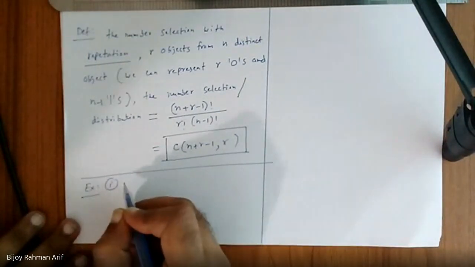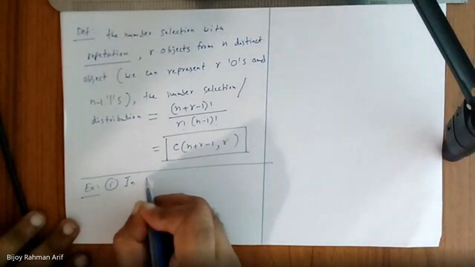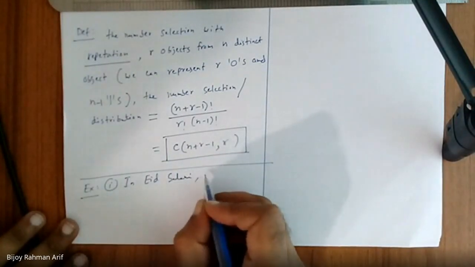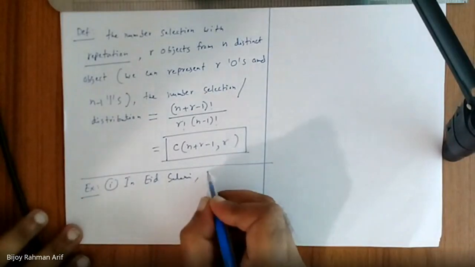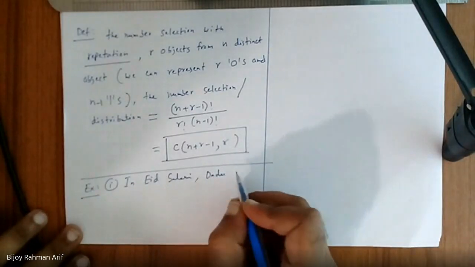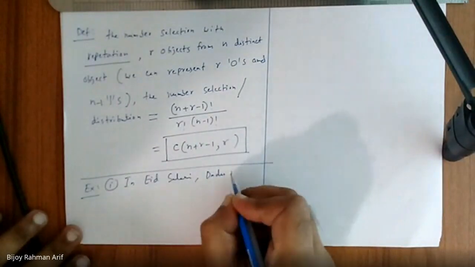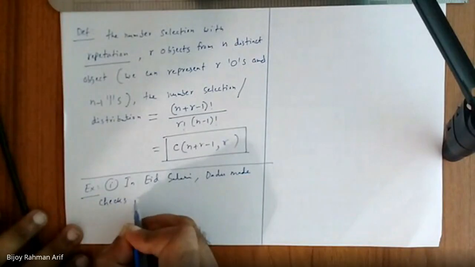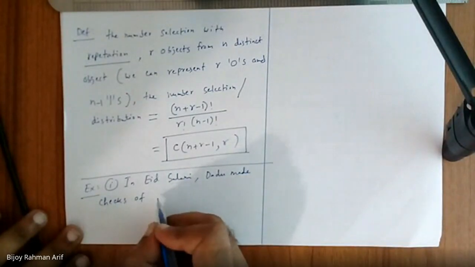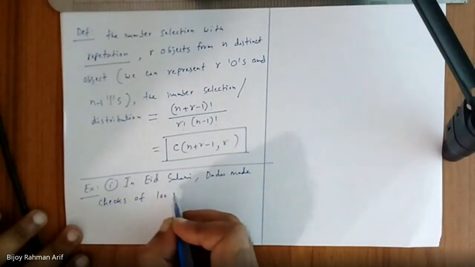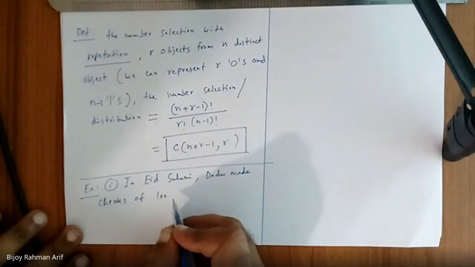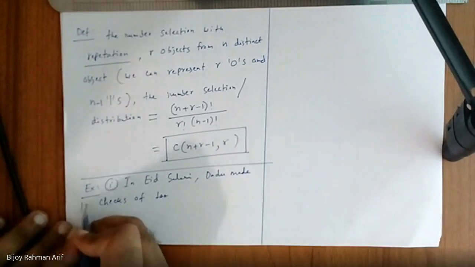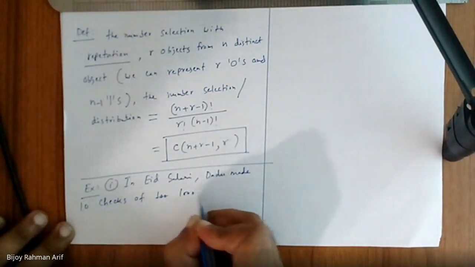In Eid Salami, Dadu made 10 checks of 1000 taka.